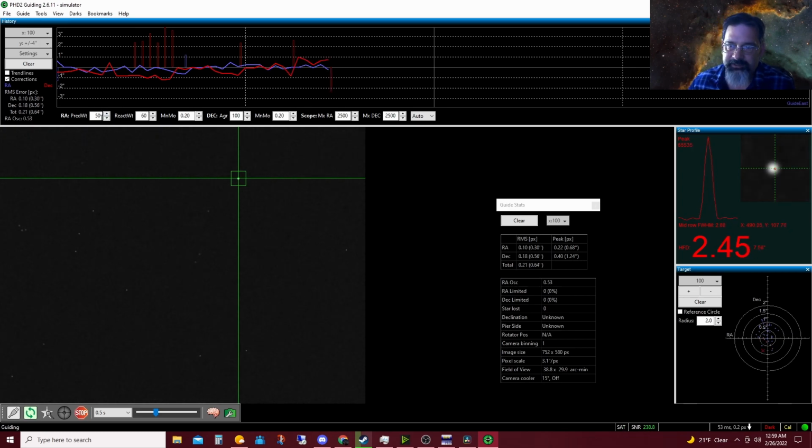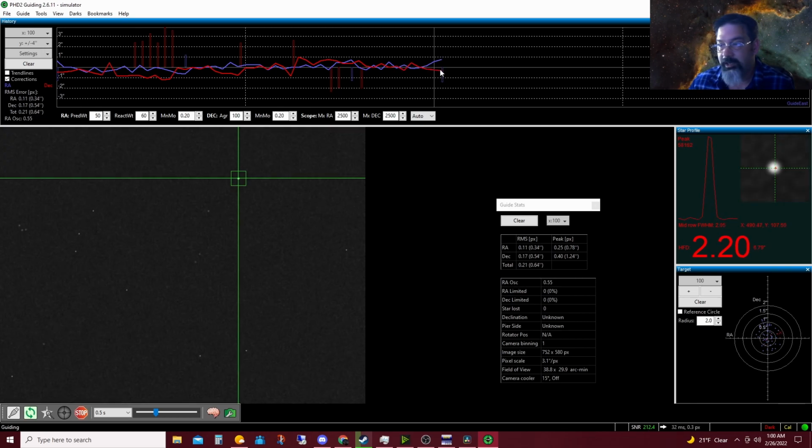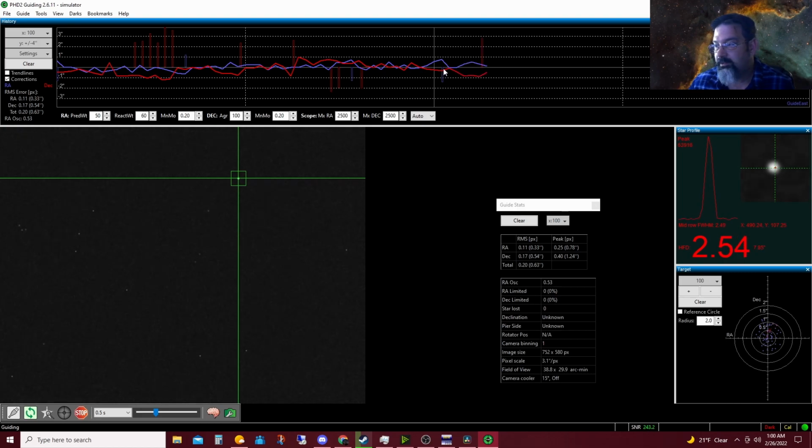Let's do this. So our guiding is actually pretty good. Most people would be real happy with this. You can see we're guiding at around 0.64 arc seconds. Not making many corrections. Things are looking relatively good. If your image sampling is somewhere a little above 0.65 arc seconds per pixel, you're probably going to be okay. But I always warn people to look down at the peaks.